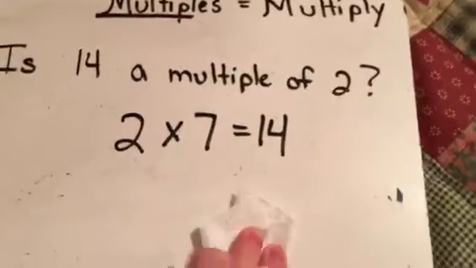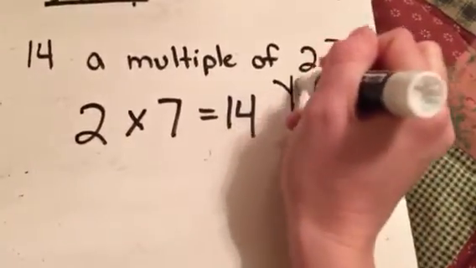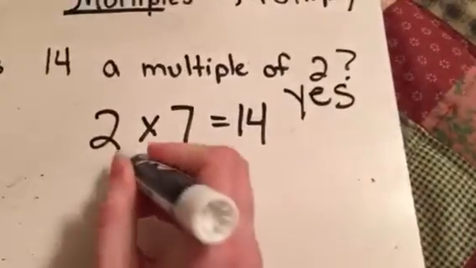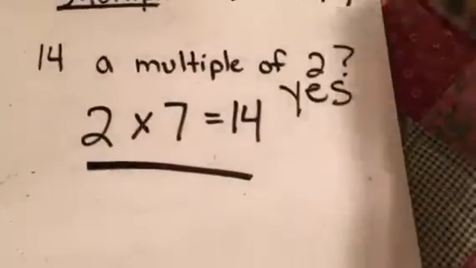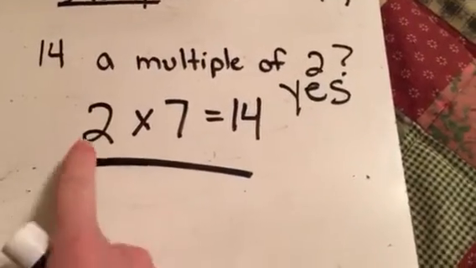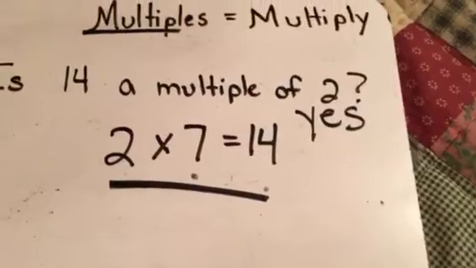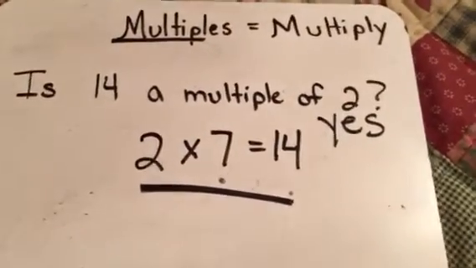So to answer the question we started with, is 14 a multiple of 2? Yes, it is. And this proves why. Now, if we go back and think about our factors, 2 and 7 are factors of 14. So it all goes hand in hand, our factors and our multiples.